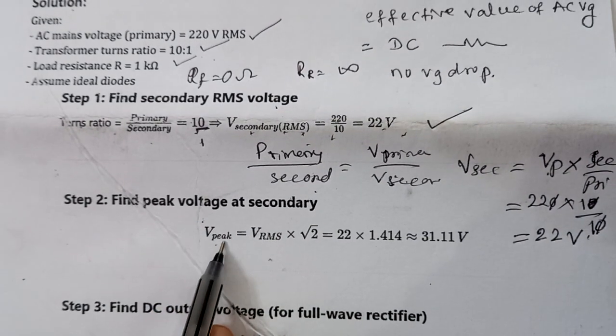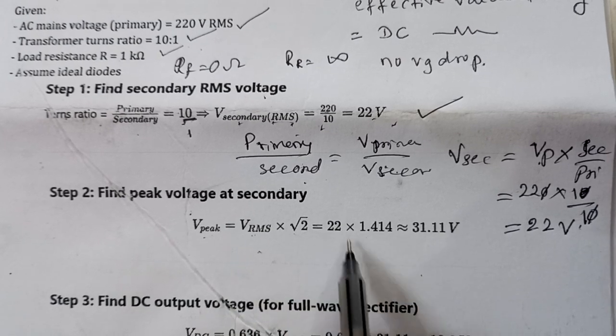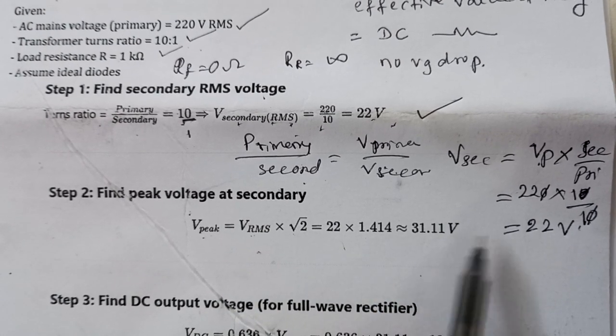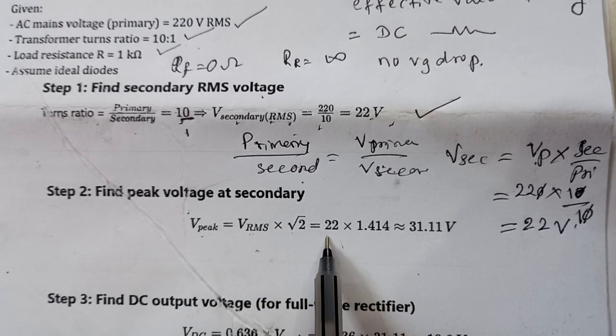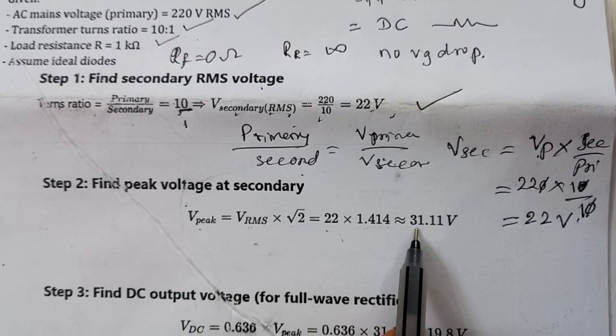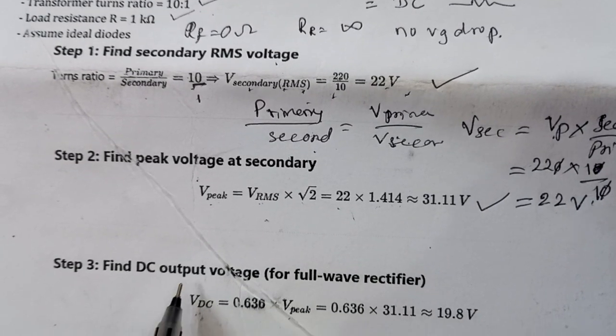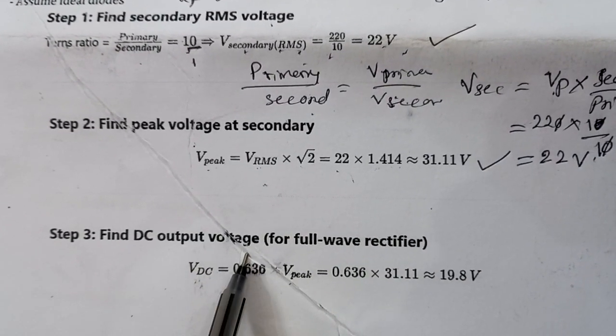Now find the peak voltage at the secondary. The peak voltage is given by Vrms into root 2. Vrms we just found is 22 volts, into root 2, and root 2 is 1.414. The answer is 31.11 volts.